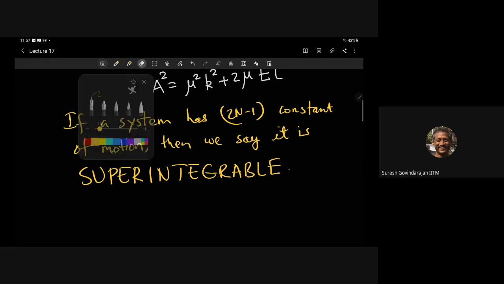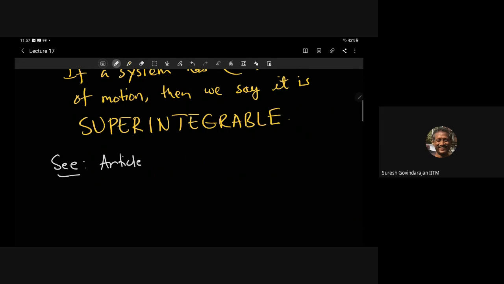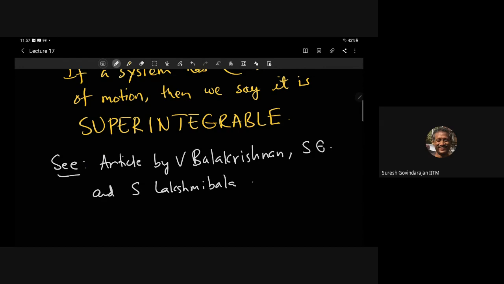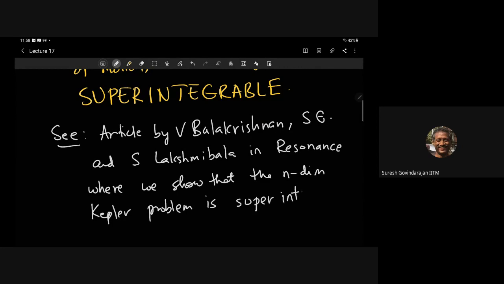Okay, so I'll finish here with a plug for my own work, an article by Balakrishnan, me, and yes, Lakshmi Bala, in Resonance, maybe last year, where we show that the n-dimensional Kepler problem is superintegrable. Okay, so I'll put up this article. It's up to you. It's a fun read, and I enjoyed writing it, and I also learned a lot because this is not my area of research, so this was a lot of fun, and hopefully you will also enjoy reading it.